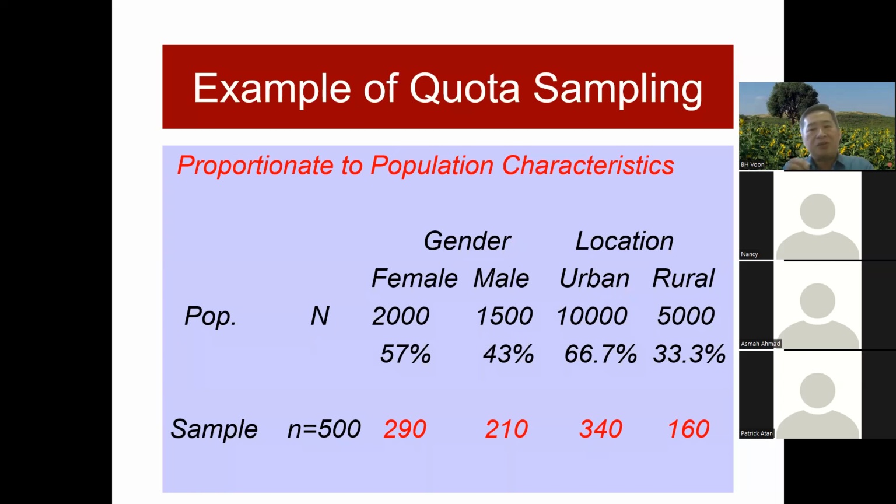Exactly how you select these, let's say 290, depends on you. You again can use the convenience sampling selection technique just now, or judgmental sampling. But at least you know already, you have a quota to meet, a number to meet. Exactly how you select, it can be convenience, it can be judgmental, or purposive. Okay, so there is quota sampling.